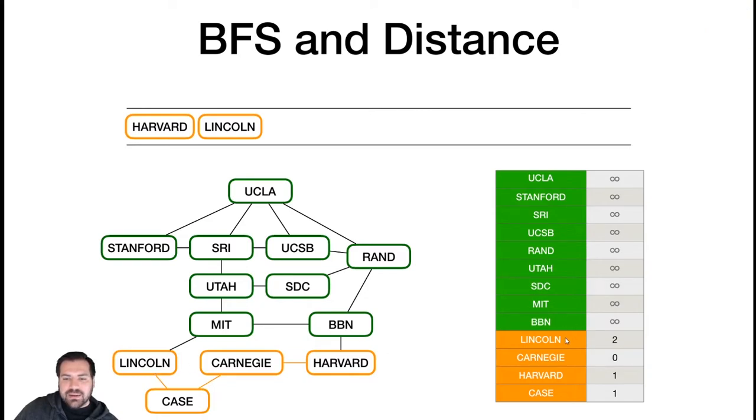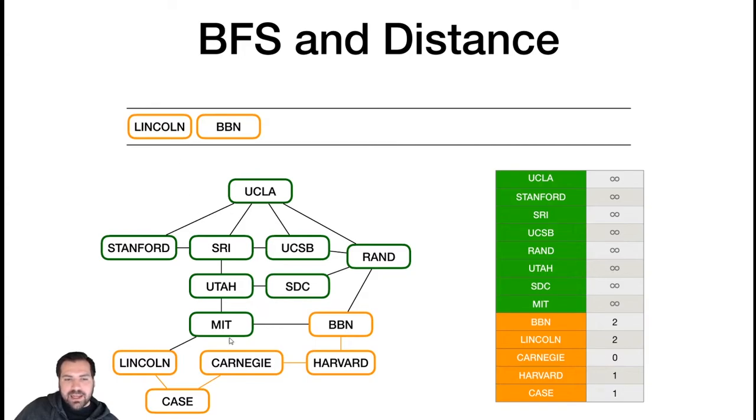So when we find Lincoln, we say, well, we found this, we've explored it, so we know it's not infinite distance from Carnegie. But what is that distance? It's going to be the distance of where we came from, Case. So we go to our map, look up Case, we get 1. We add 1 to that. 2, that's the distance of Lincoln. We're going to dequeue Harvard, find BBN, and do the same exact thing. BBN from Harvard, 1 plus 1, 2.